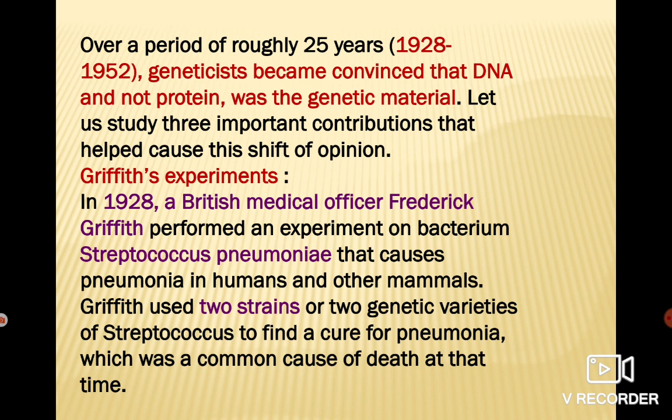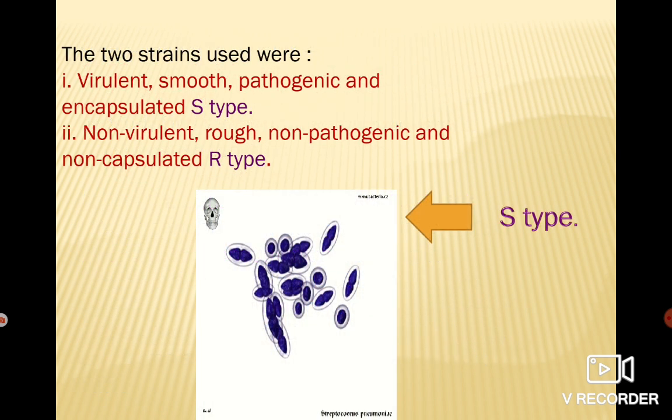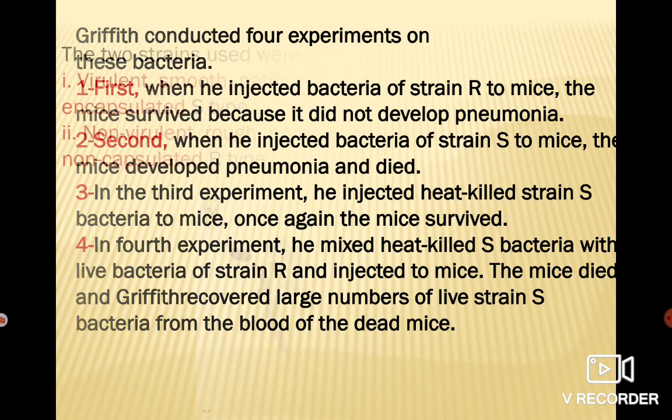Here two strains are there, means two genetic varieties of Streptococcus, used to find a cure for pneumonia, which was a common cause of death at that time. First, the S strain. Here in the figure, the S strain is shown. The S strain is virulent. Virulent means it causes disease, that is pneumonia. It is smooth. It is pathogenic, means it causes disease, and encapsulated means it is surrounded by a capsule.